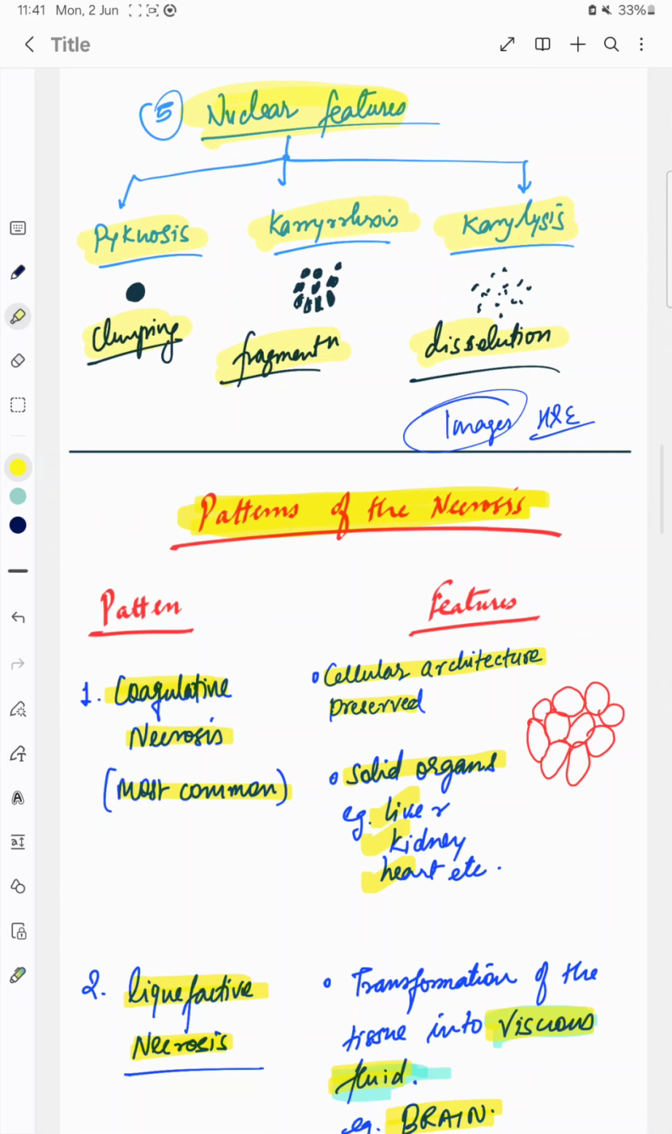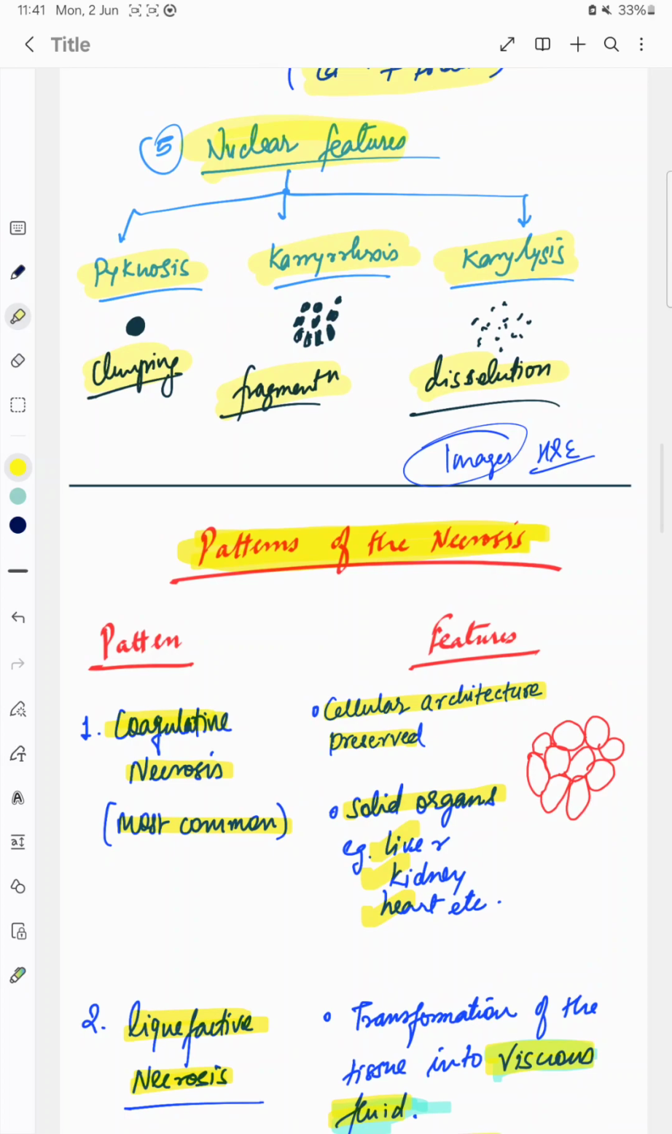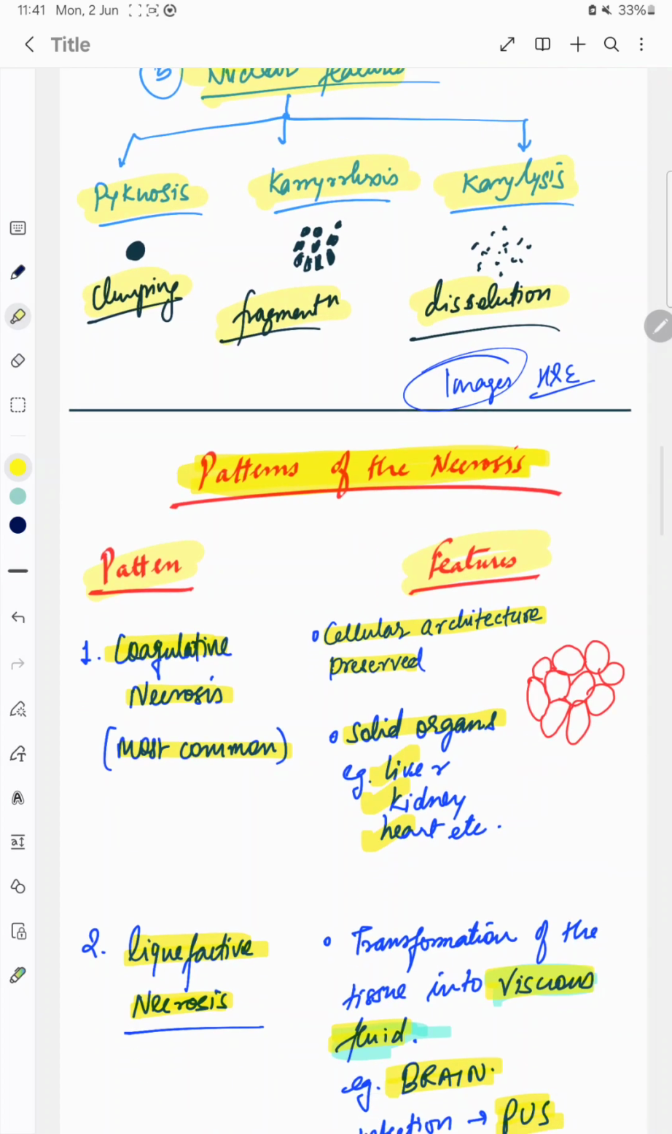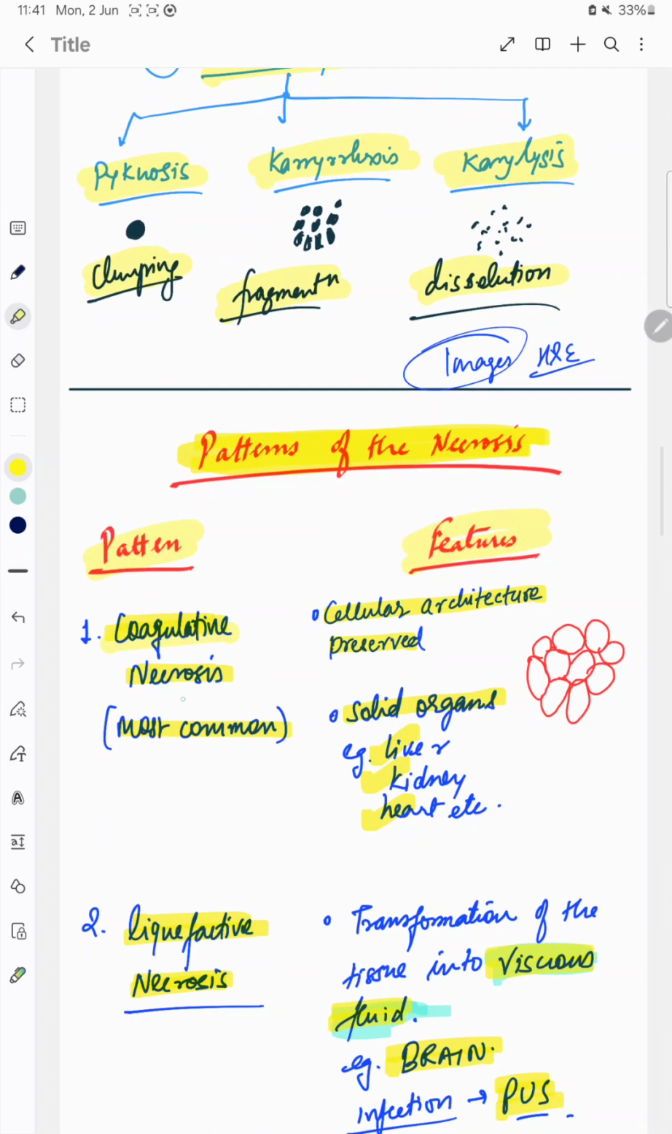Now we will see the patterns of necrosis. We will briefly see the patterns and their typical features. First is coagulative necrosis, and this is the most common type of necrosis, in which cellular architecture is preserved. This usually occurs in solid organs like liver, kidney and heart.